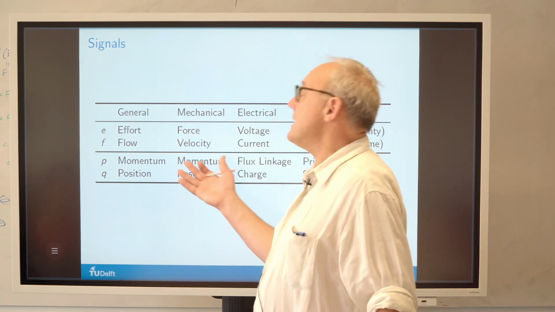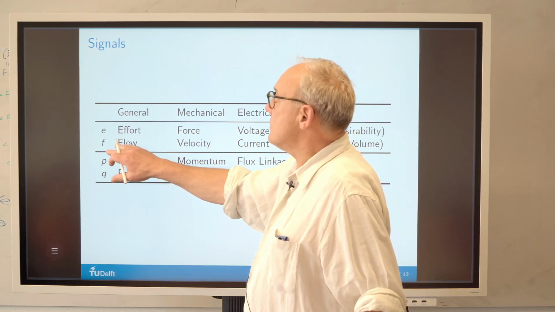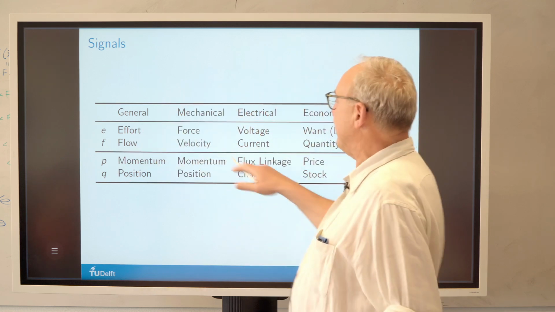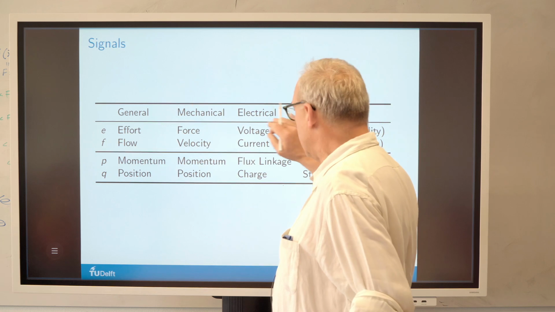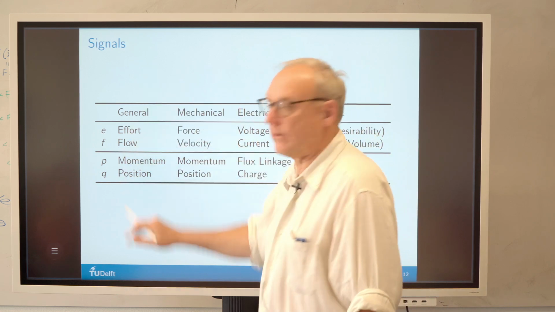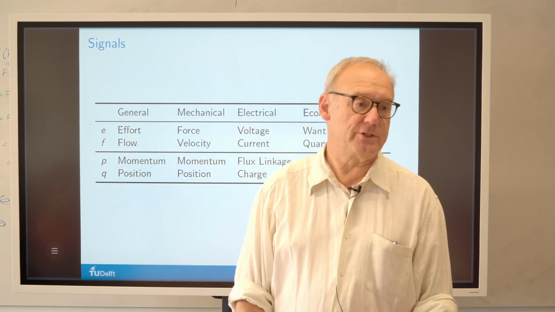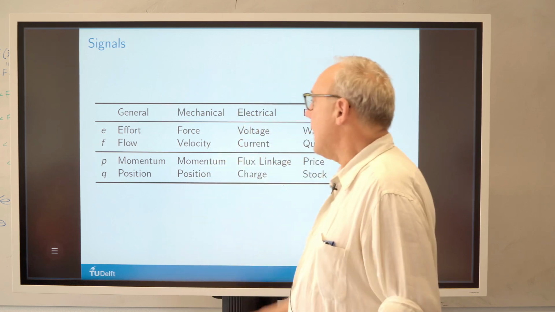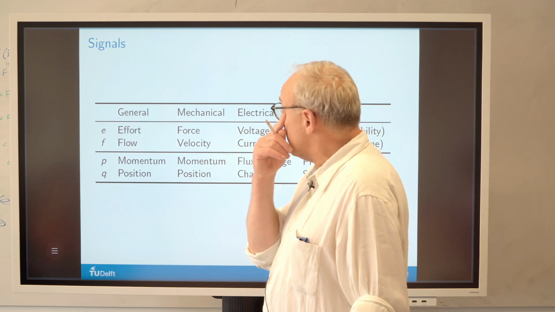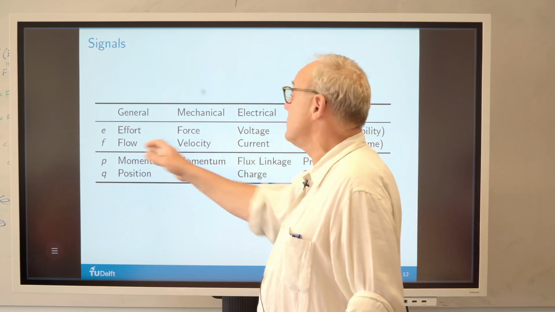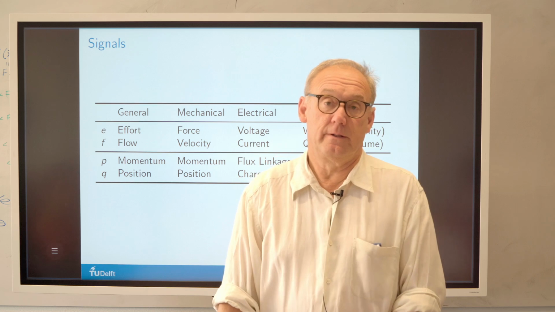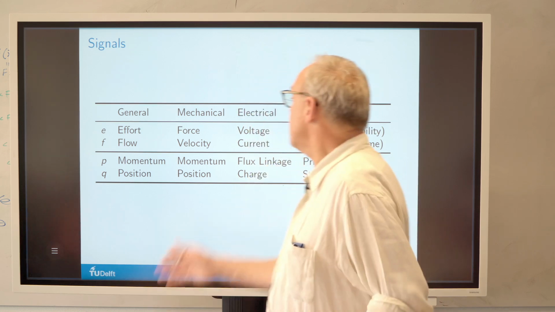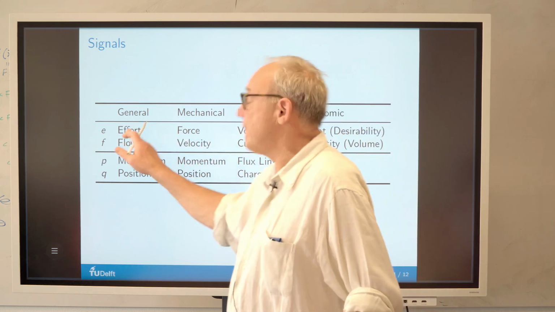Nevertheless, here I have my usual categories, mechanical, electrical, economic, and I have this new category called general. These are generalized names for these signals. In bond graphs, you use this generalized terminology, so instead of force or voltage, you talk about an effort. This is a nice word, an effort. And instead of talking about velocity and current, you talk about flow.